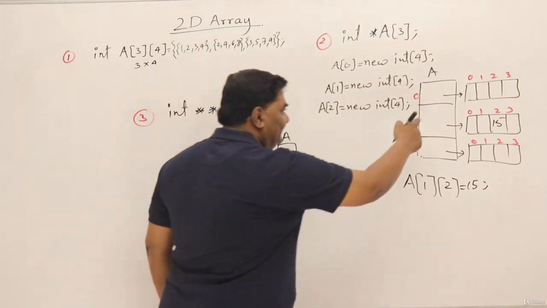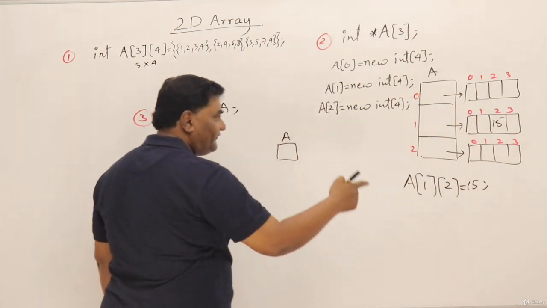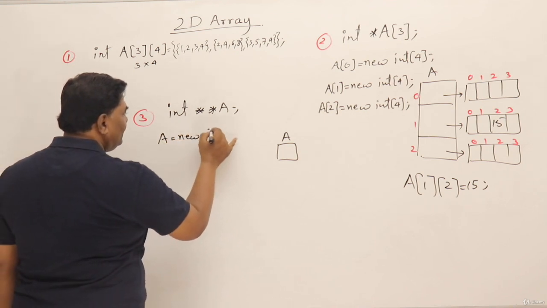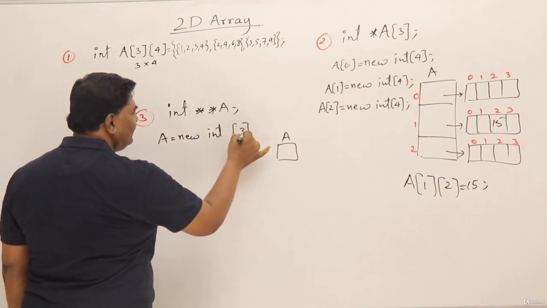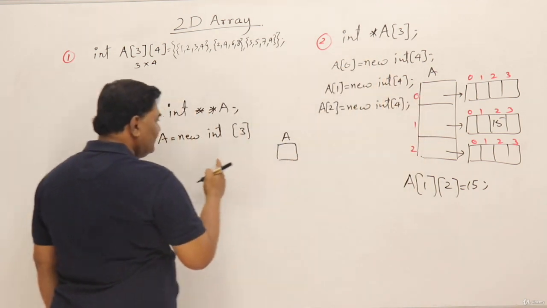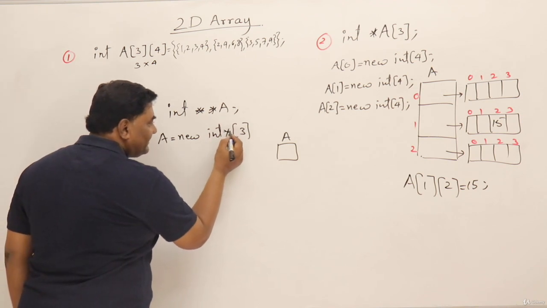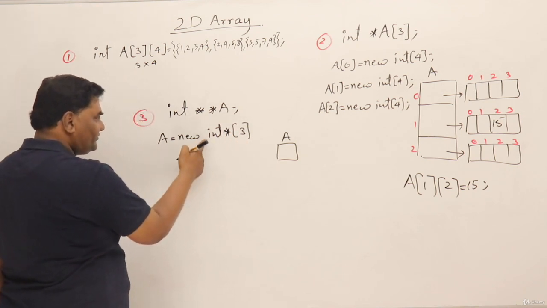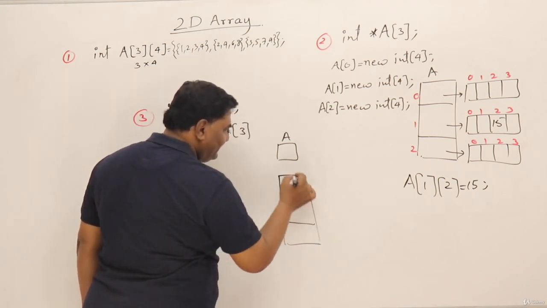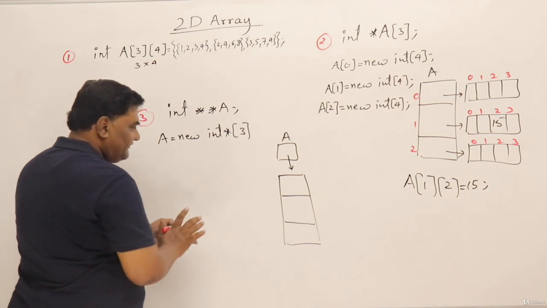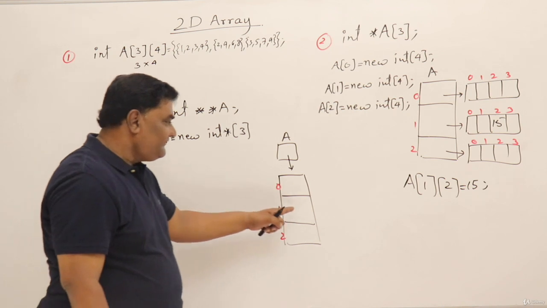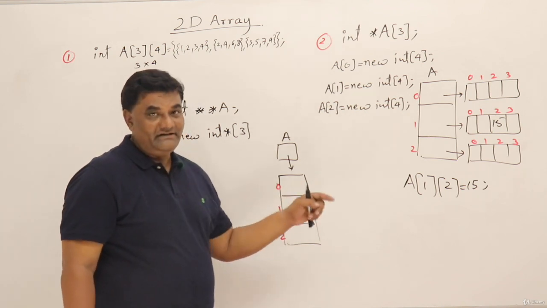Now I need this array as well as these arrays. So for this first array, I should say a = new int of size 3. I am creating this array. You remember this array was nothing but an array of integer pointers, so yes, I should mention star here. So an array of pointers of type integer will be created of size 3, and this will be pointing on this one. If I take the indices, these are 0, 1 and 2. So this itself is created in heap now. The array of pointers is created in heap.